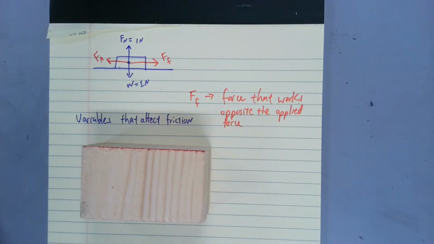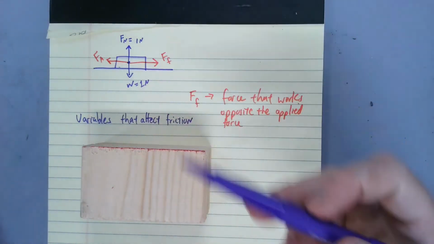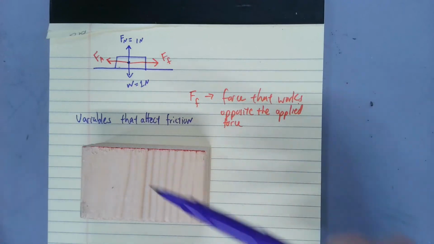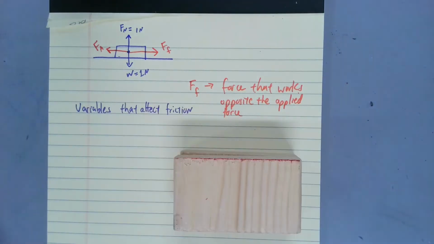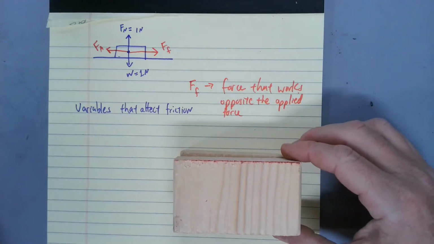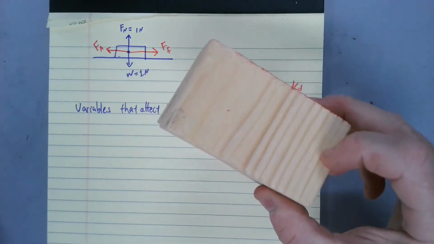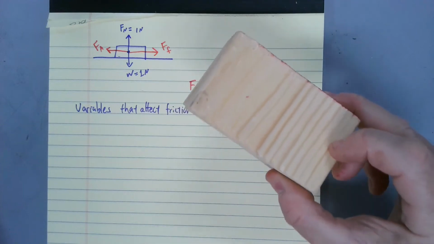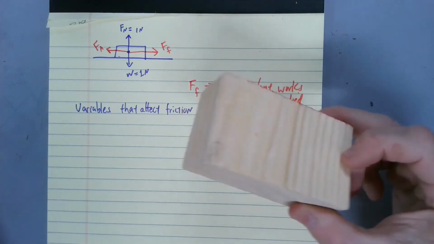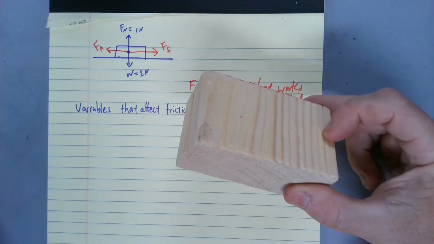What I'm increasing is the weight here. But wait a minute, weight works up and down. Frictional force is working this way. And it's not really the weight that affects the friction, because imagine that these two surfaces were not in contact. Say I pick these up. Does this guy still have weight? Yes, but now there's no friction. The difference is we're not in contact anymore.